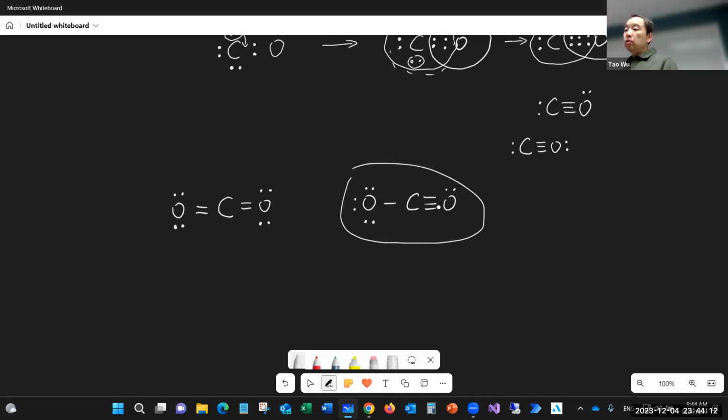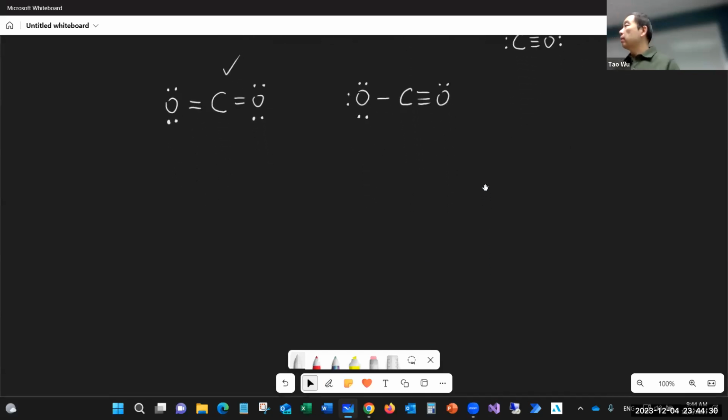Why? This is what we discussed. I said this one is correct, but I didn't talk about why. So today we're going to talk about why the structure on the left side is correct. The following part covers one concept called the formal charge.